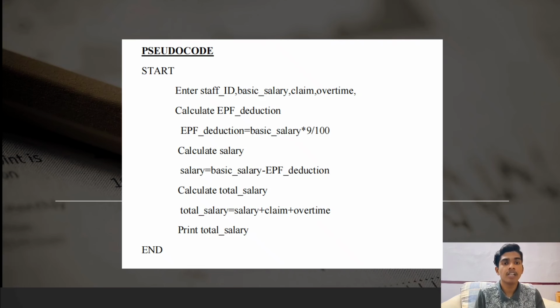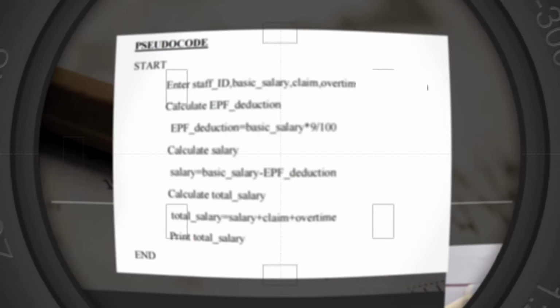Then followed by calculate salary. The formula to calculate salary equals basic salary minus EPF deduction. Calculate total salary. To calculate total salary, the formula is total salary equals salary plus claim plus overtime. The output for the pseudocode is print total salary. Then you can end your pseudocode. That's all. Thank you. Now I am going to pass this presentation to Peter. Thank you, Arvind.